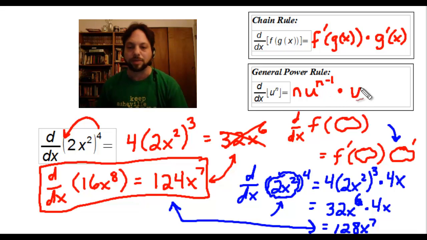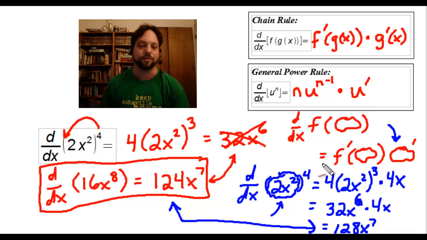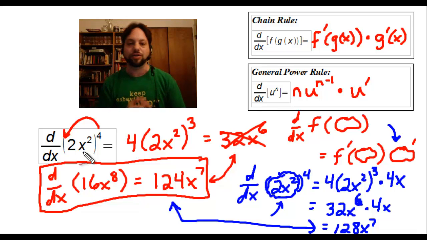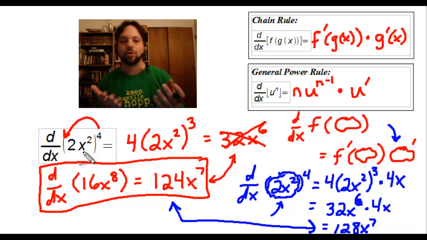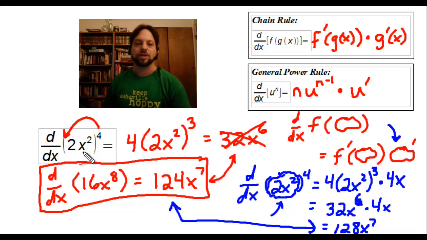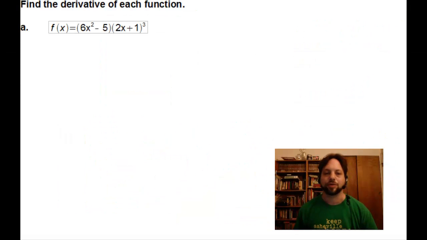But then we need to multiply that by the derivative of u. And there is our general power rule, which is actually what we did here. So now that we've seen how this works out, and you've seen the chain rule right there, and you've seen the general power rule, let's go ahead and try a few actual examples, and we'll start with example A, of course. In example A, we're going to try to differentiate this function here.